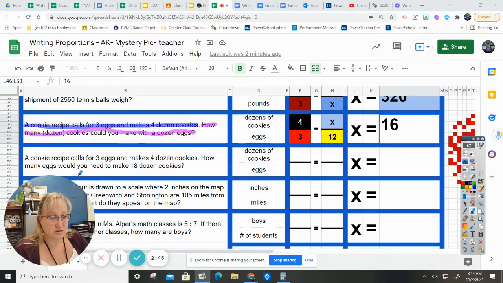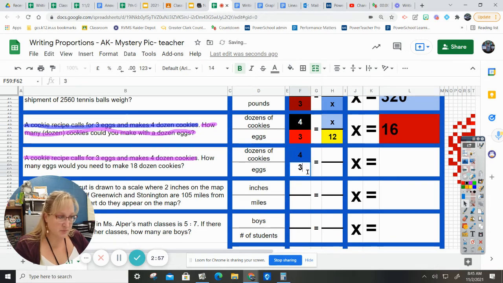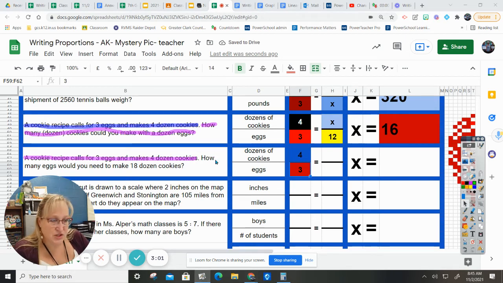We're doing it again. Oh, interesting. So a cookie recipe calls for 3 eggs and makes 4 dozen cookies. Awesome. That sounds like it's the same. So I'm going to put 4 over 3, and then I'm going to read the next section, hopefully.